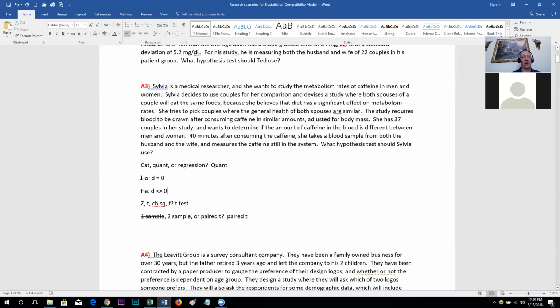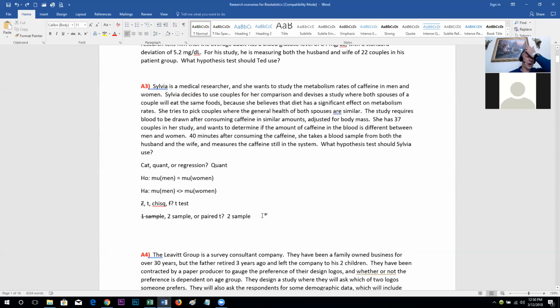So that's why these are related, because if you get this, the null hypothesis is affected by this. So this is a paired t, but this is a two sample t. Pretty much if she's saying she wants to study the metabolism rates of caffeine in couples instead of in men and women, then it would change it to the difference.